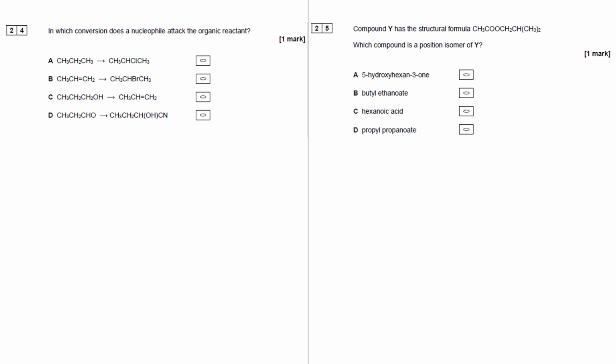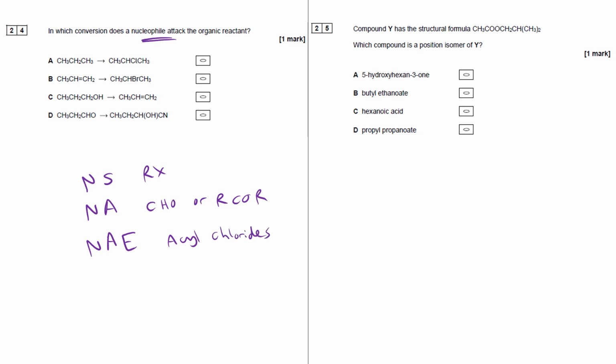Question 24. In which conversion does a nucleophile attack the organic reactant? You've come across 3 nucleophilic reactions. You've got nucleophilic substitution with haloalkanes. You've got nucleophilic addition with aldehydes or ketones. And you've got nucleophilic addition-elimination with acyl chlorides or acid anhydrides. In all 3 of these cases, you've got a delta positive carbon that the nucleophile would attack.